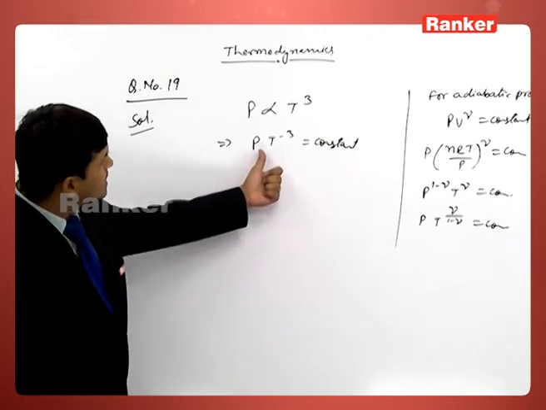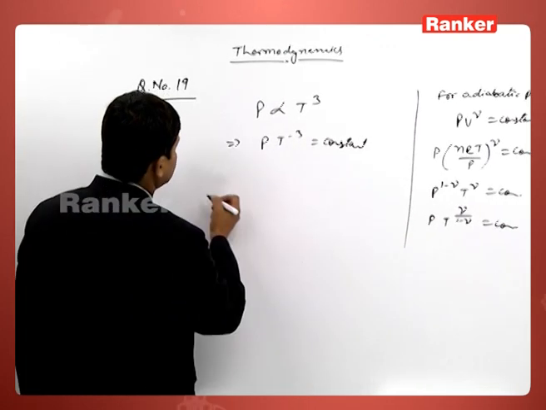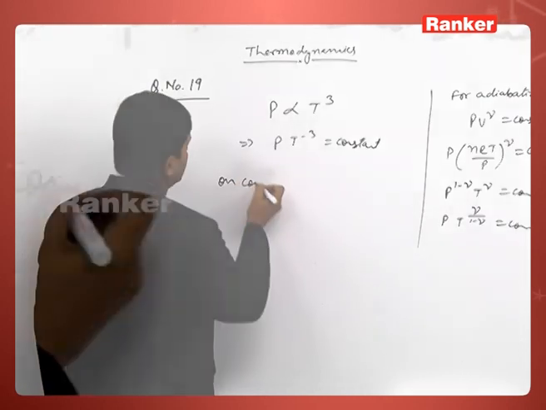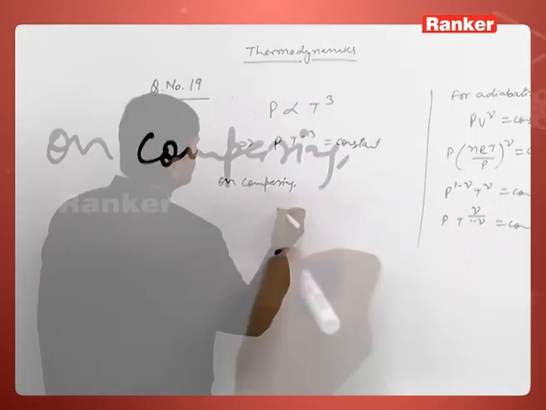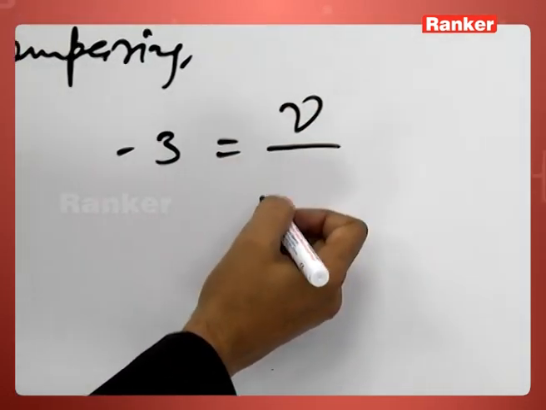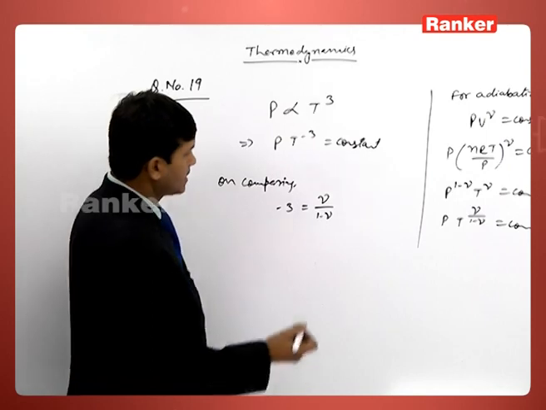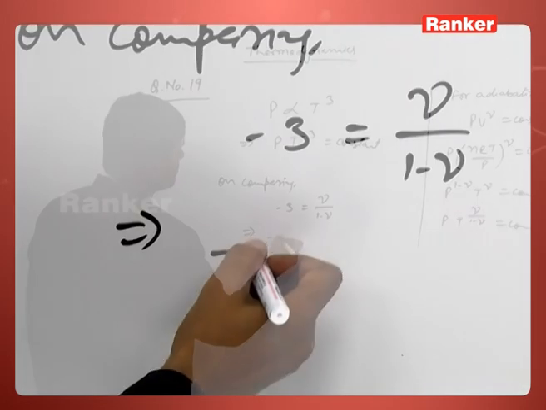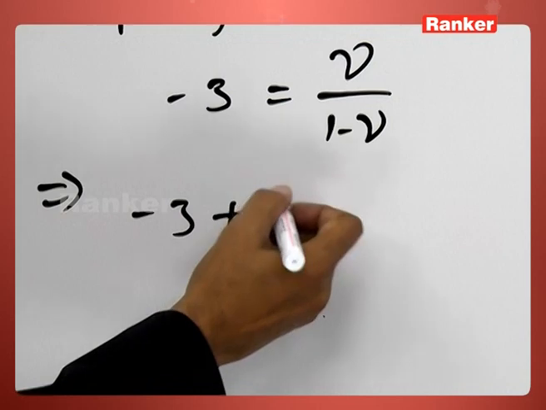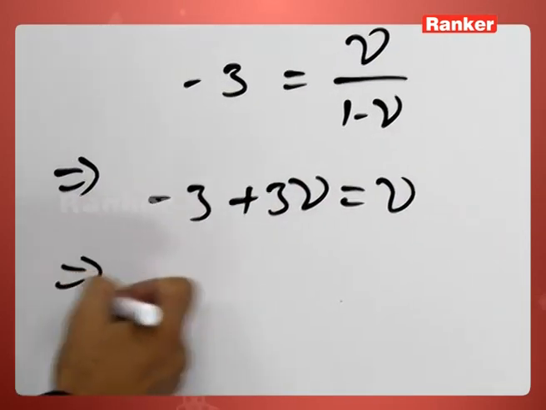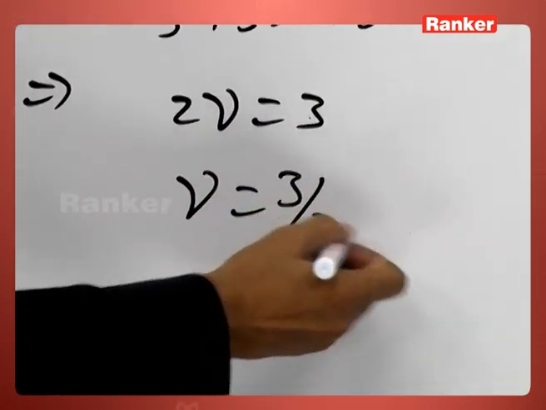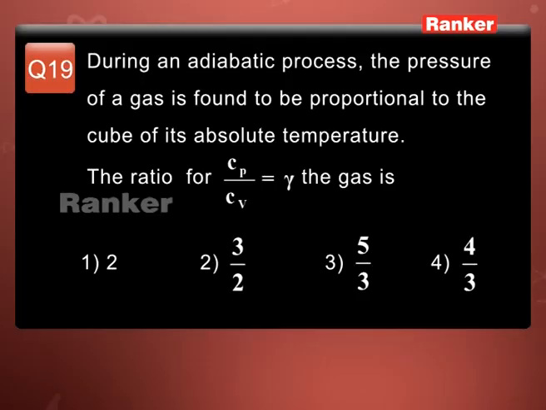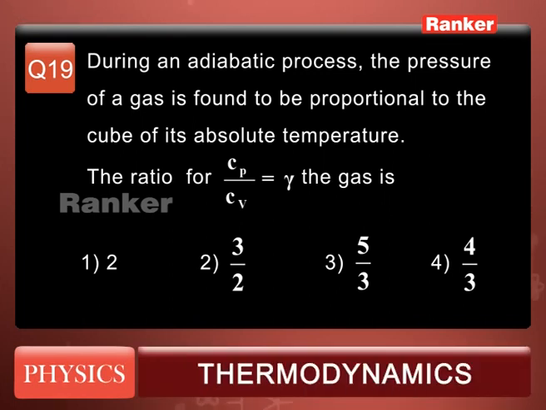If we compare this with this, then on comparing we can say minus 3 is equal to gamma by 1 minus gamma. So this gives minus 3 plus 3 gamma is equal to gamma, or 2 gamma is equal to 3. So gamma is equal to 3 by 2. So option number 2 is the correct option.